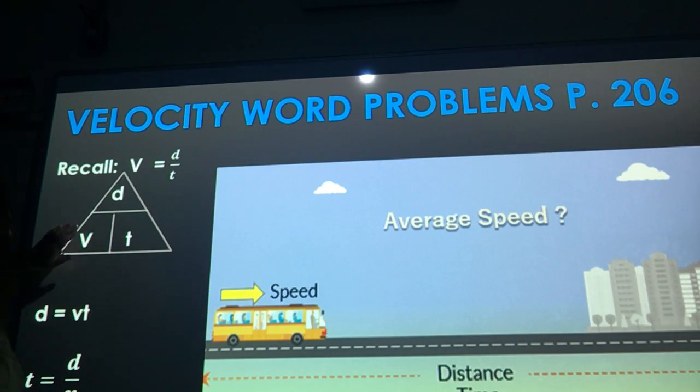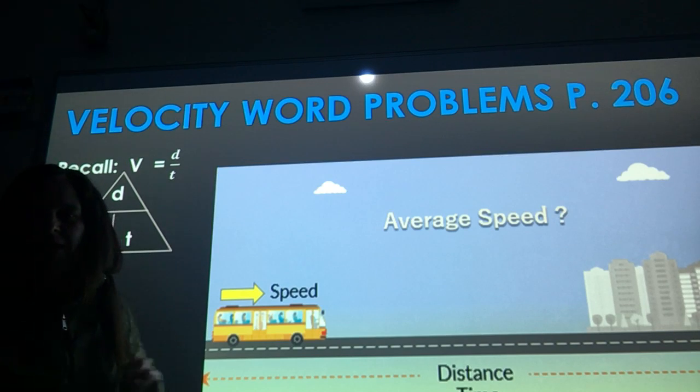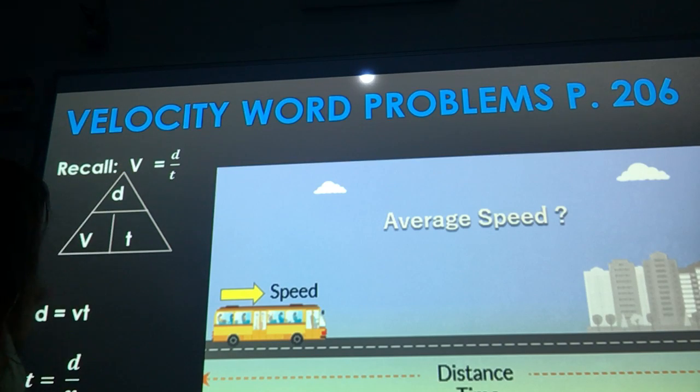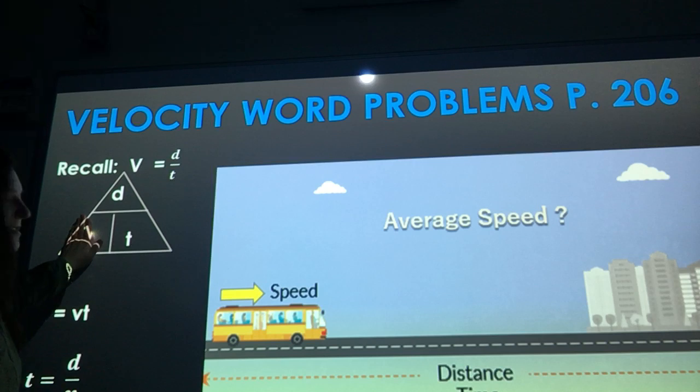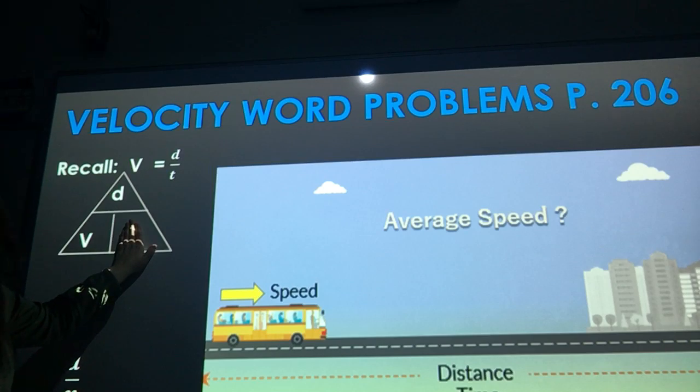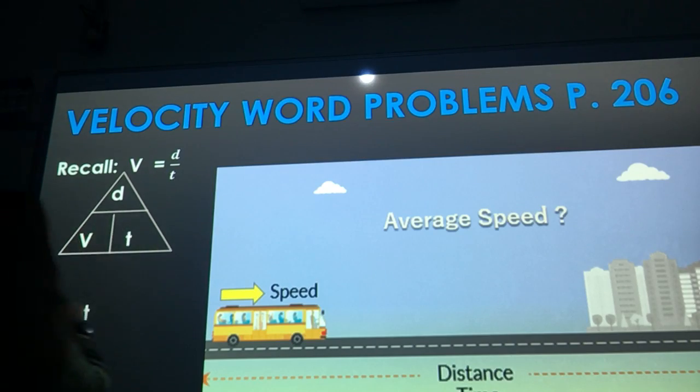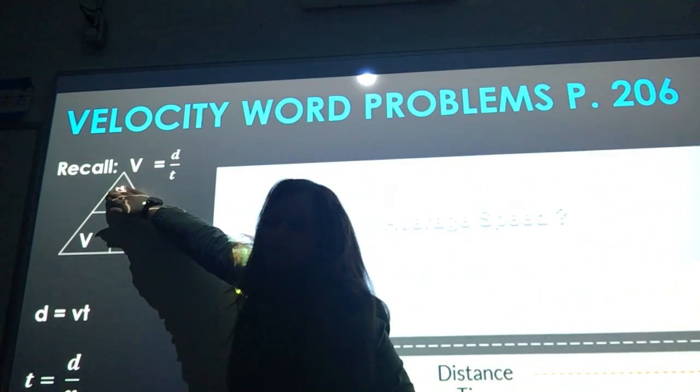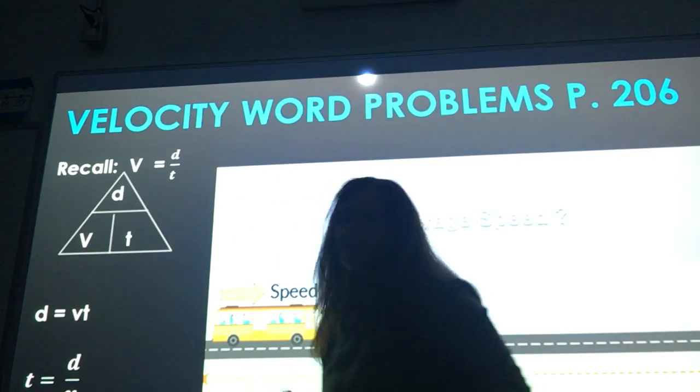So when you're solving these questions, there's only 3 things we can ask you to solve for. You're solving for velocity, distance, or time. So if you're solving for velocity, covered up, you're left behind with the formula, distance divided by time. If you're solving for time, covered up, you're left behind with the formula distance divided by velocity. If you're solving for distance, covered up, you're left behind with the formula, velocity times time.